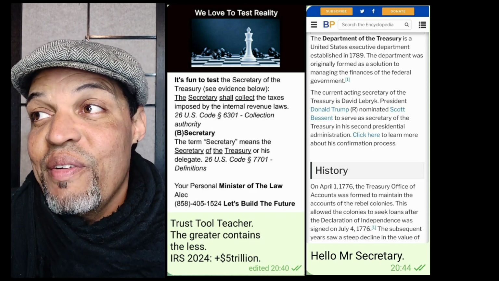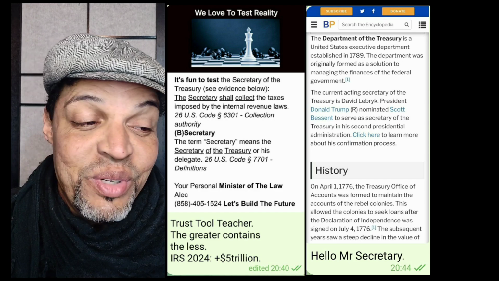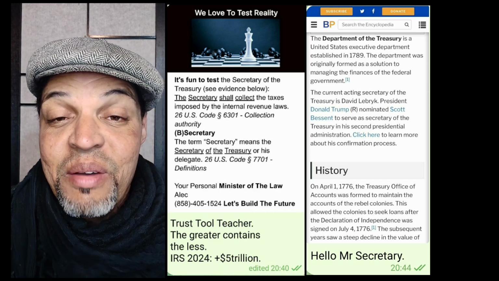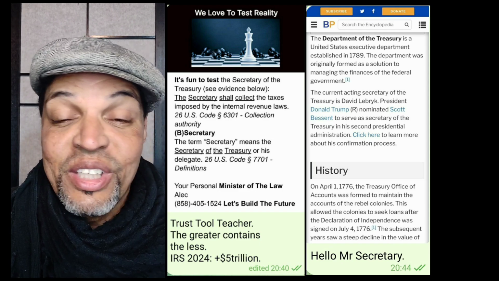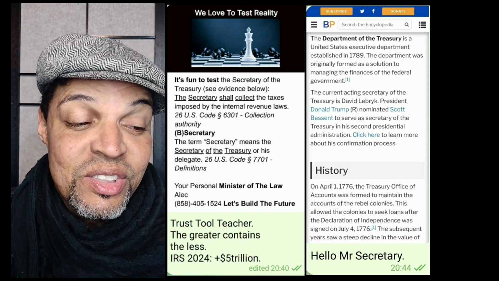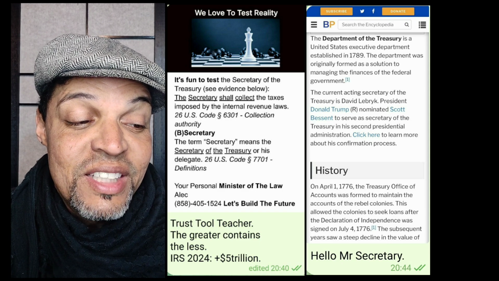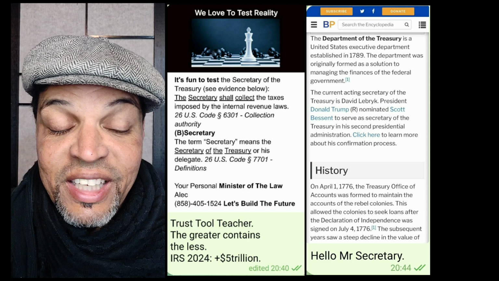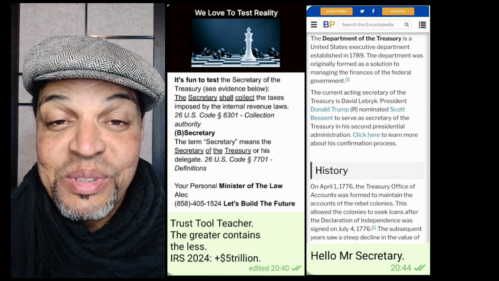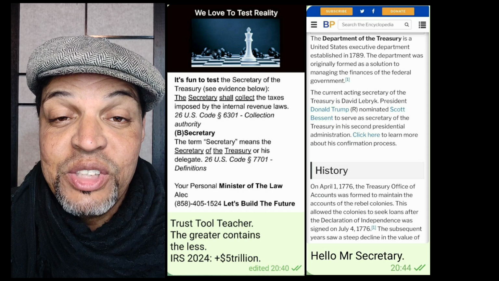So every year when you pay your taxes to my government, my Secretary collects it. That's what they do. Drop down, looking for B for Bravo. This is what Secretary is. The term Secretary means the Secretary of the Treasury or his delegate. So these are the terms and these are the conditions. This is what my Secretary of the Treasury does.